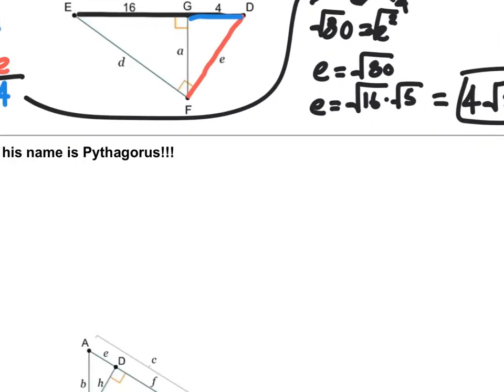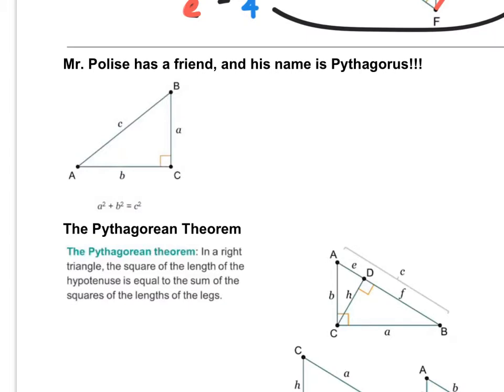All right, so now let's talk about something that's extraordinarily important. I have a friend, and my friend has the name Pythagoras. Now, you will sit there in class and say, hey, Mr. Police, I don't know how to do this. Well, guess what? I have a friend, and my friend is Pythagoras. The reason he's my friend is because no matter what, this relationship will always work. If I take this length A and this length B and I square them and add them together, then it is equal to the third side squared. Pythagoras is always there for you.